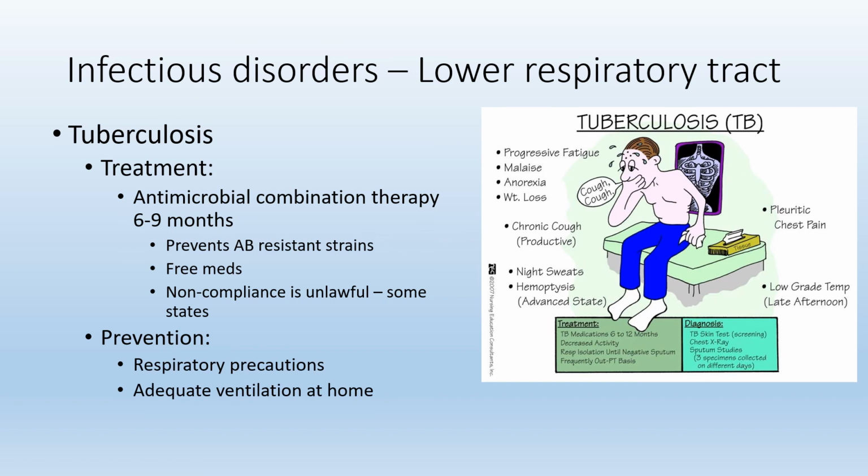How are you going to prevent tuberculosis? Respiratory precautions. So this is putting on a respiratory mask of some sort, adequate ventilation at home, and making sure that you are not being exposed to other individuals. Okay. If you're in the hospital, this is going to be a negative pressure room. So a negative pressure room is a room that draws air into it rather than having positive pressure rooms which push air out of the room, right?